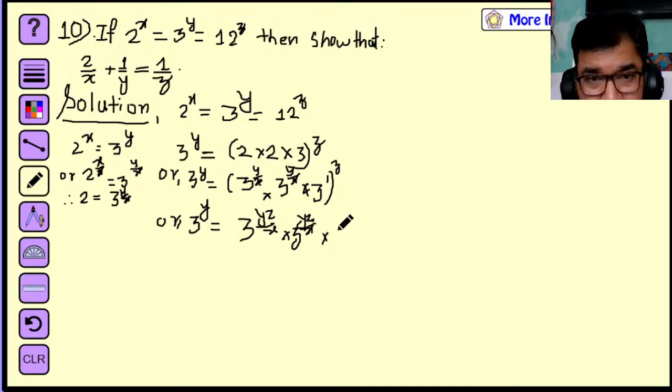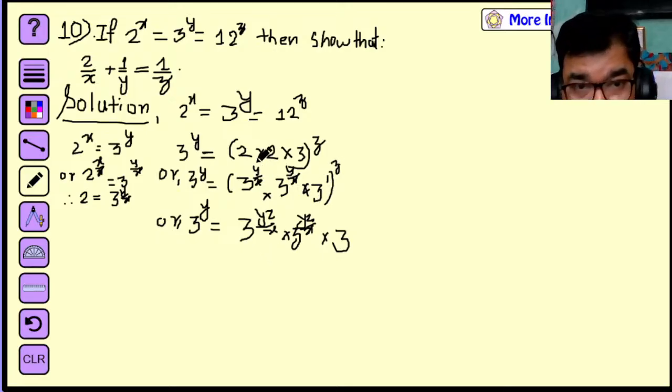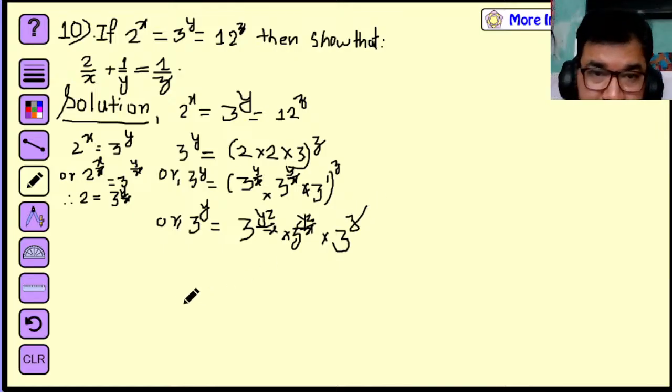This is 3, okay. As we have factorized, 2 into 2 into 3, this is 3 to the power y by x, and this one, last one, is 3 to the power 1, and then y by x multiplied with z, it will be yz by x. Here also 3 power yz by x, and here is 3 power 1 into z, here will be, this is z, okay, this is z.